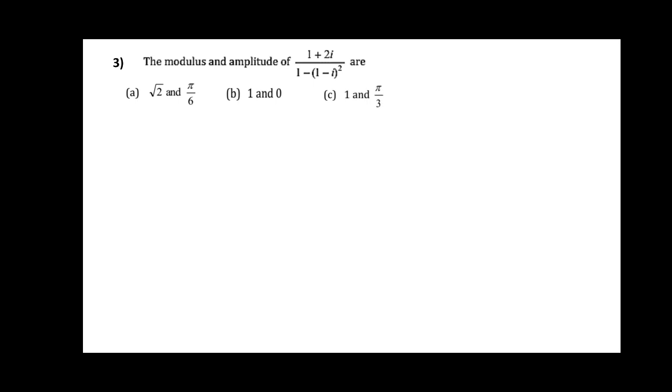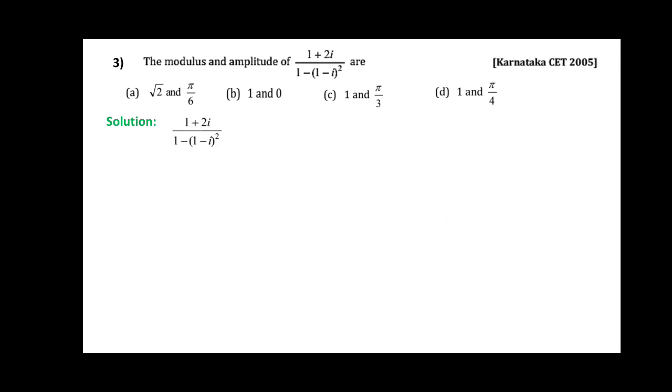Let us consider the third question. The modulus and amplitude of (1 plus 2i) divided by (1 minus (1 minus i) whole square) are: option A, root 2 and pi by 6; option B, 1 and 0; option C, 1 and pi by 3; option D, 1 and pi by 4. This question was already asked in Karnataka CET in 2005. Let us see the solution of this question.